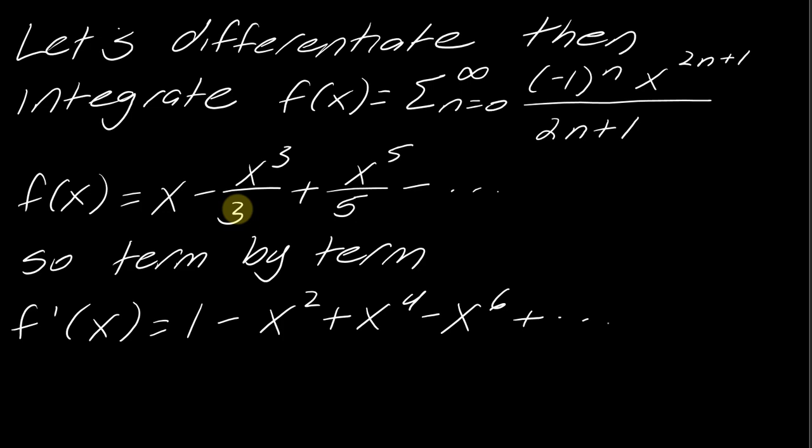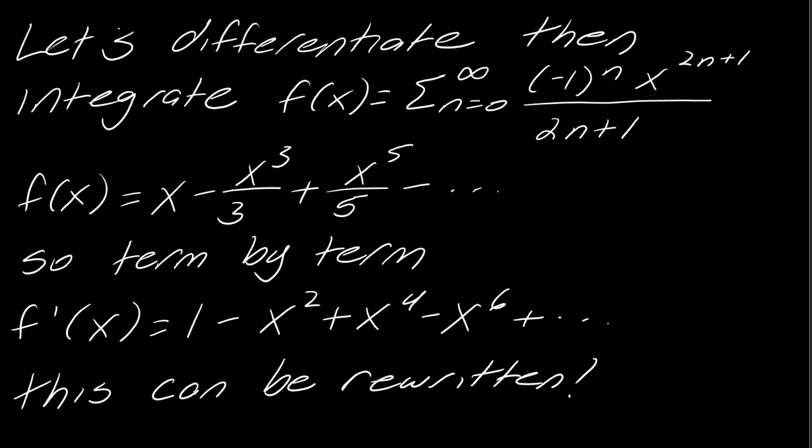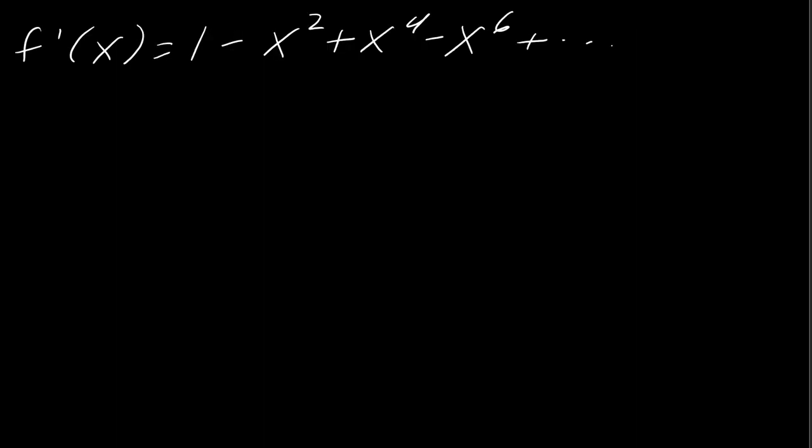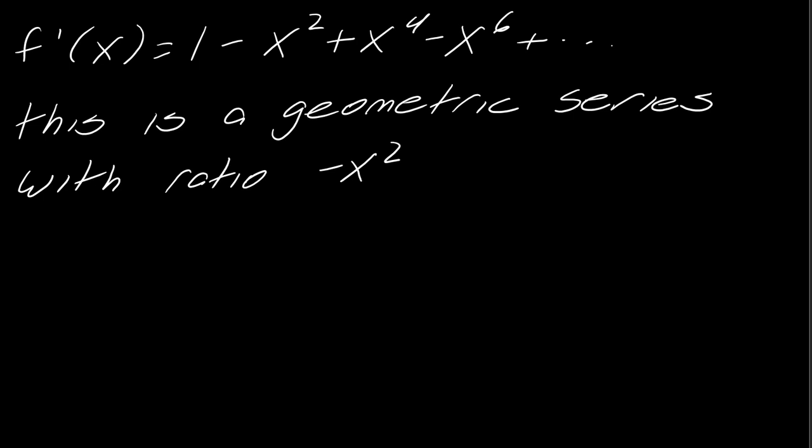Okay. And so if I take this and go term by term and take the derivative, the derivative of x is 1, and taking the derivative here, I get minus x squared plus x to the fourth minus x to the sixth. So we can see a really clear pattern here. Now that I have this differentiation formula, the other thing I notice is that this can be rewritten. Using this 1 minus x squared plus x to the fourth minus x to the sixth, here's what's cool about this. This is a geometric series, and in this case, my ratio, my r, is negative x squared.